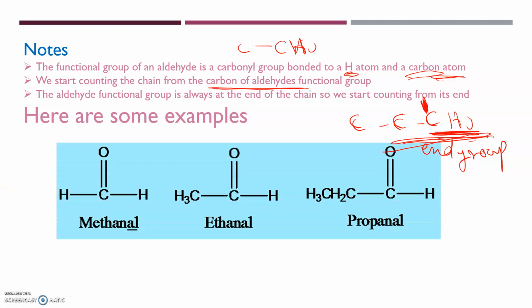Okay, this is the first one, methanal. Before it was CH4. So now you have carbon attaching with a double bond to oxygen and hydrogen, and H. So here you have 3. So methanal is HCHO. This is methanal. Remember? So we removed the E and we just added Al. This is ethanal. This is the R group and this is CHO.